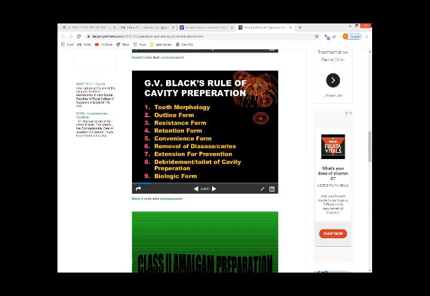And normally when we classify this cavity designing, it is class 1, class 2, class 3, or class 4. Class 1, normally we define it as a cavity design on the occlusal surface of the posterior teeth, the buccal surface and the lingual surface of the posterior teeth and anterior teeth. In short, we can say that this is a cavity design for the pits and fissures. Wherever the pits and fissures are present, and we are designing a cavity involving pits and fissures, it means we are digging a class 1 cavity.